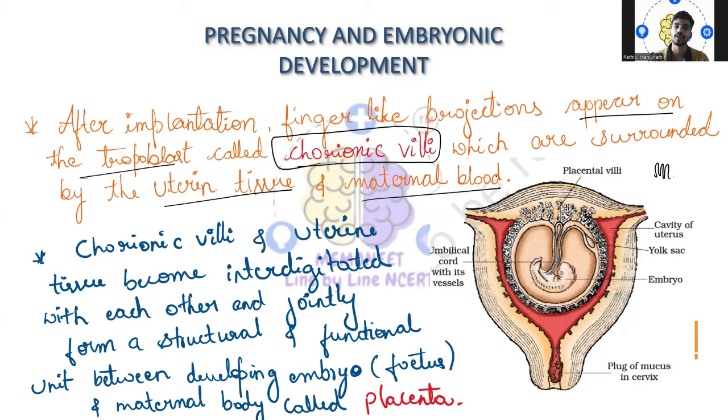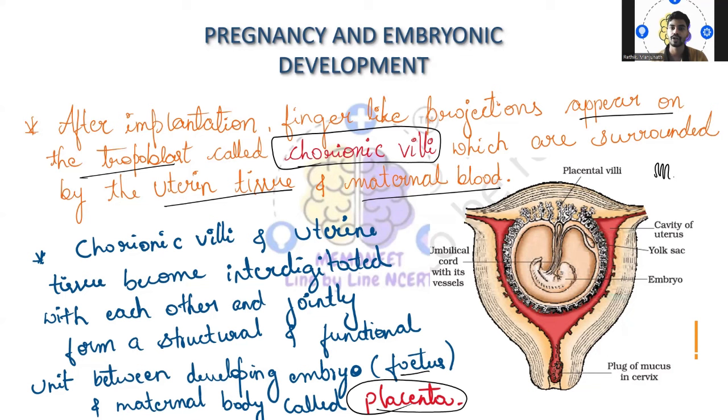Clear with you? So what happens? This chorionic villi and the uterine tissues integrate with each other. That means they coordinate with each other, and they jointly form a structural and functional unit between the developing embryo, that is nothing but the fetus, and the maternal body. We normally call this the placenta. So here the placenta is very important.